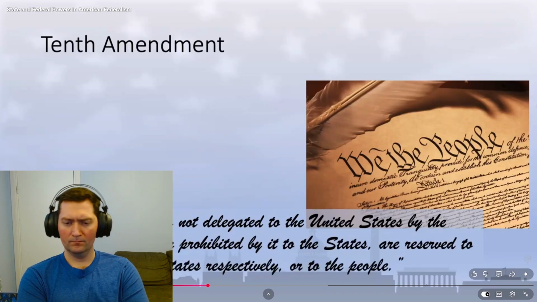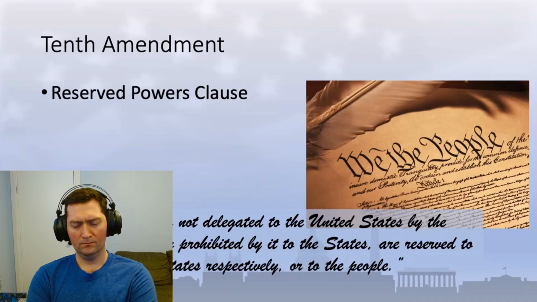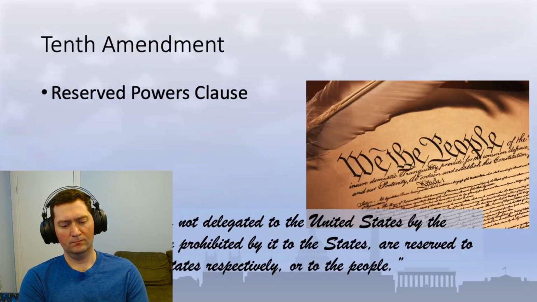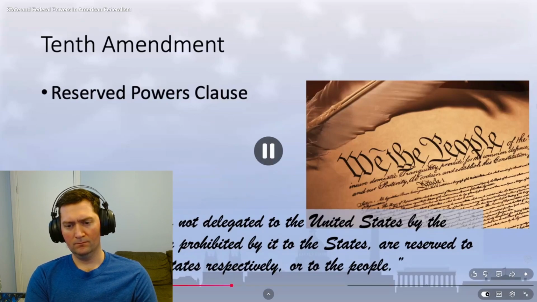This is often referred to as the Reserved Powers Clause because it provides that the national government only has those powers explicitly granted to it by the Constitution, and that any powers not granted to the federal government are the purview of the states. This means that states have significant power to govern themselves and to make their own laws as long as those laws do not conflict with the Constitution or with federal law. The 10th Amendment ensures the federal government does.